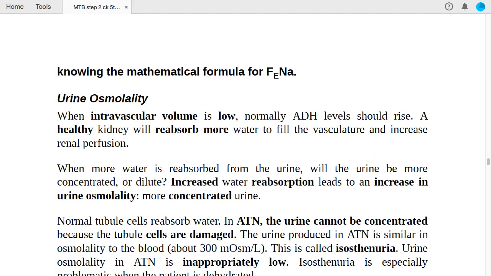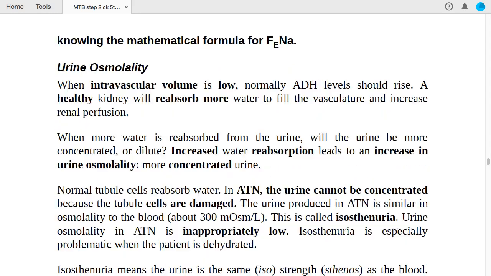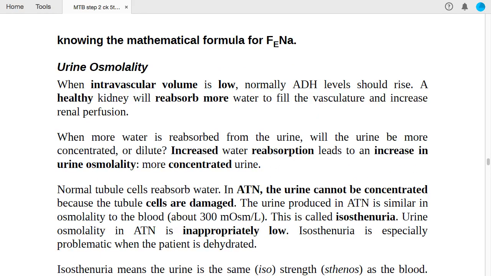Now, urine osmolality. When intravascular volume is low, normally antidiuretic hormone levels should rise, because its function is to do the antidiuresis and maintain the amount of fluid inside the blood, so that the intravascular volume can increase again. A healthy kidney will reabsorb more water to fill the vasculature and increase renal perfusion.